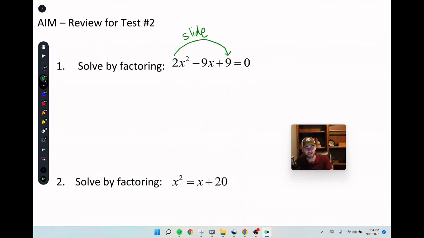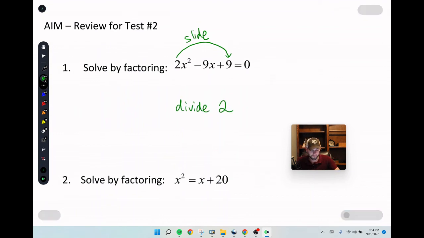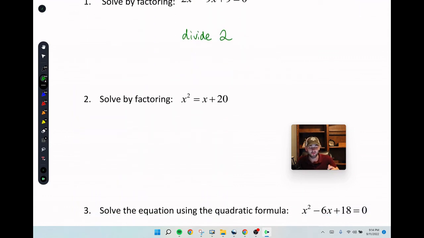Remember that slide, and then later on you're going to divide. You're going to divide that 2 back out. Okay? If you have questions, office hours. Solve by factoring. We're looking at the same type of thing, except we're moving those terms over first. And then we're looking at this problem.